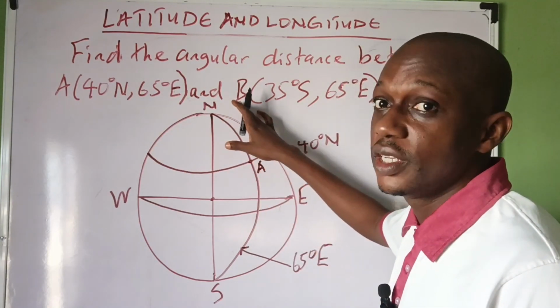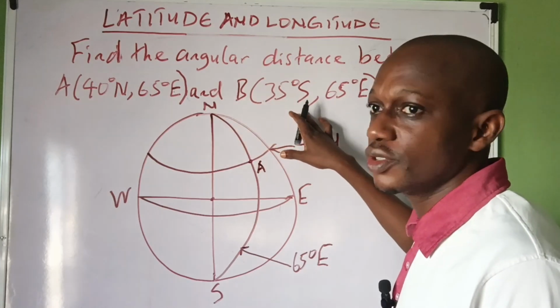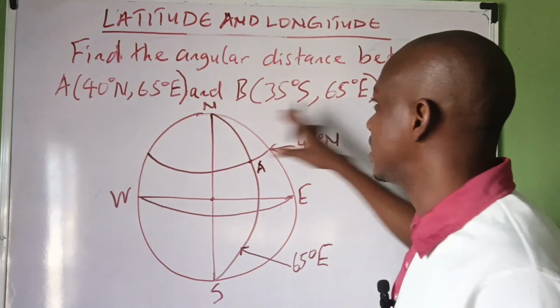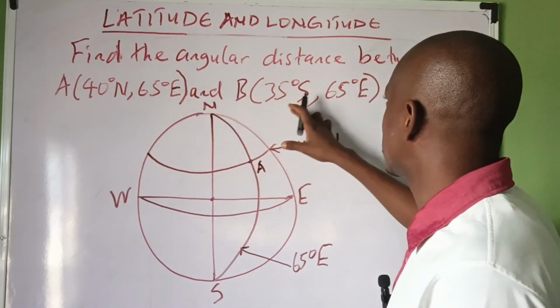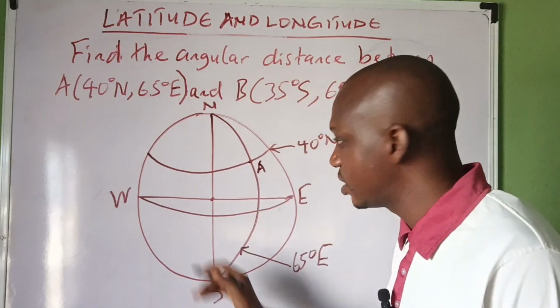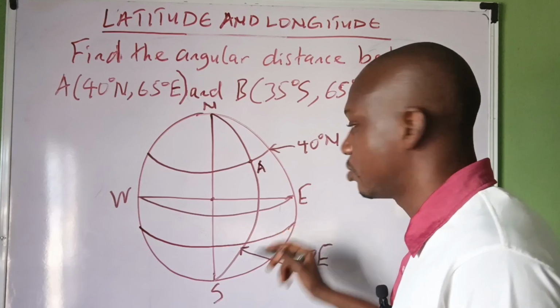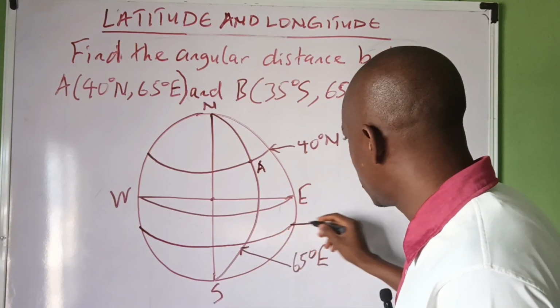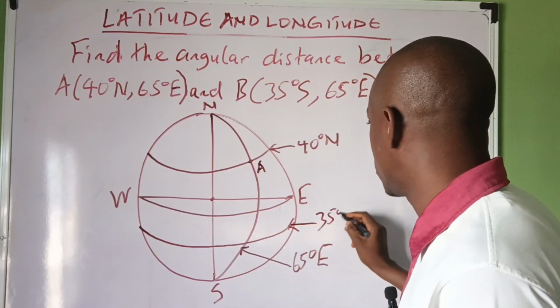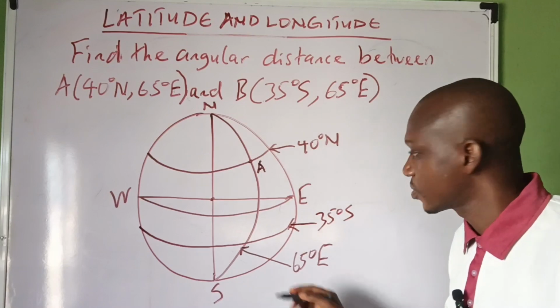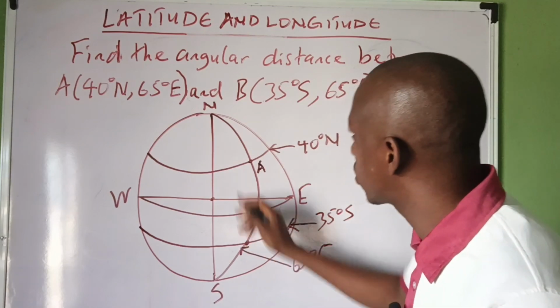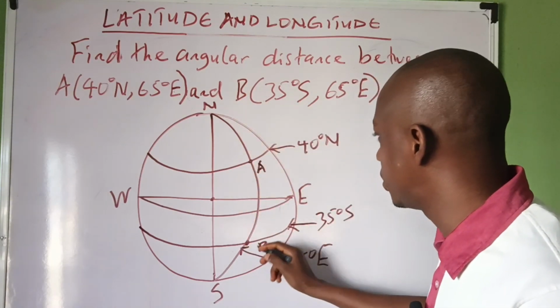Okay. Now this B, we have it 35 degrees south and 65 degrees east. It is sharing the same thing with this, but 35 degrees south, it goes towards the south. It's still a small circle. It's still a latitude there. So I will label this one 35 degrees south. Do you get that? Where they met, we call it B.